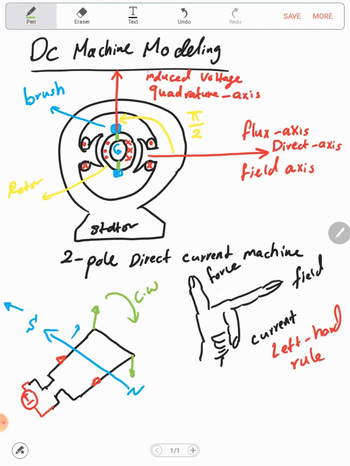Now let's assume that we are achieving half a revolution, or half cycle. So simply, this is terminal, let's say 1, and this will be terminal 2. So we will end up with the following scenario.